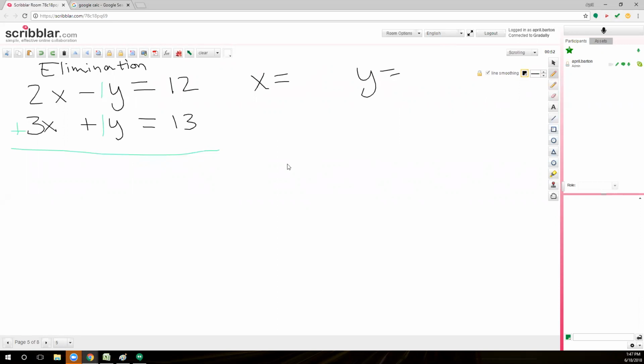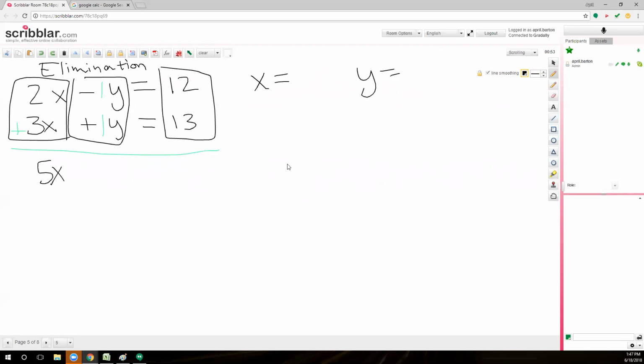So when we add these two things together, we add the like terms only. The x's combined together, the y's combined together, and the answers on the right side add together. So 2x plus 3x is 5x, negative 1y and positive 1y. The reason we liked this setup is because negative 1 plus 1 is 0, which means we don't even have to write them at all anymore. 0 makes those go away. And that's our ultimate goal with elimination. We want those to go away. Then we add the other side, 12 plus 13 is 25. And now we just have a regular equation to solve.